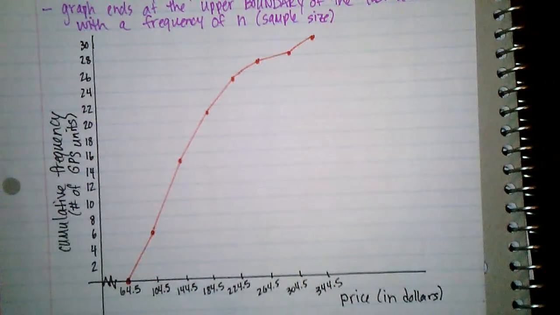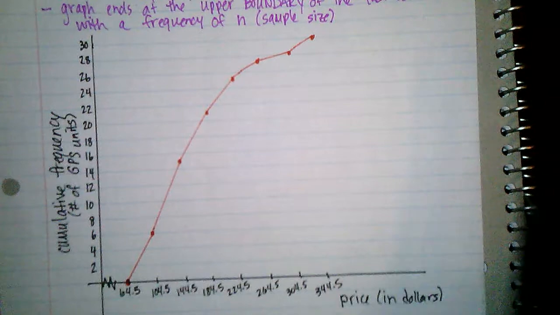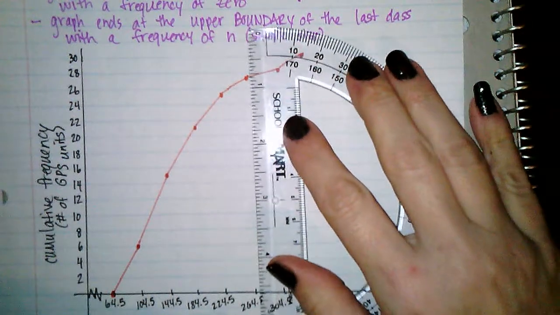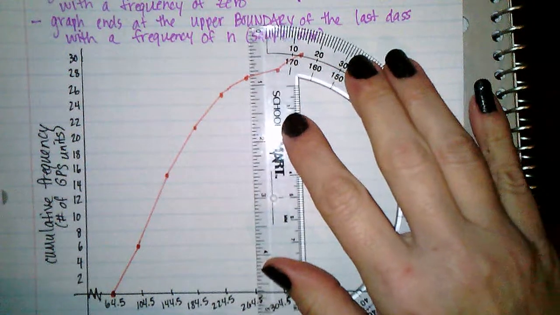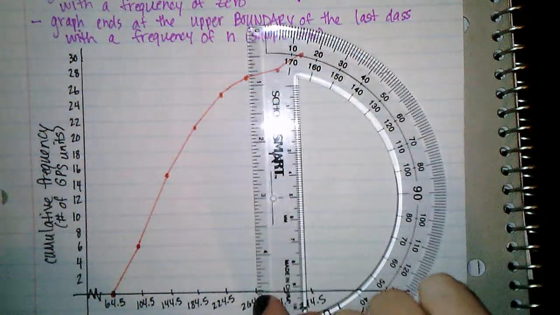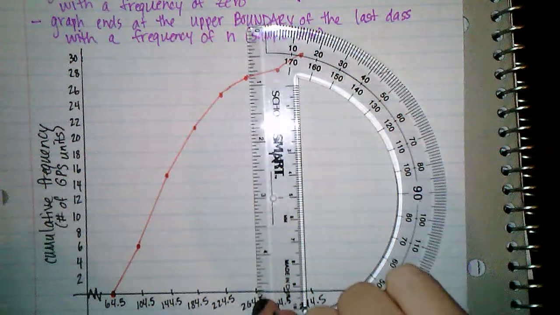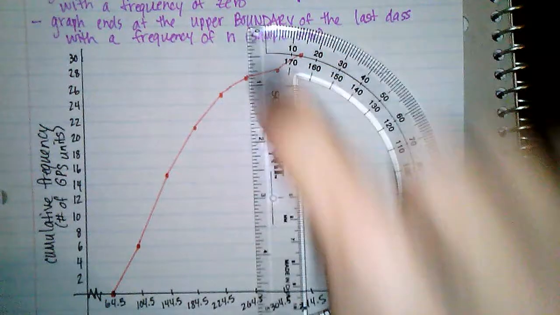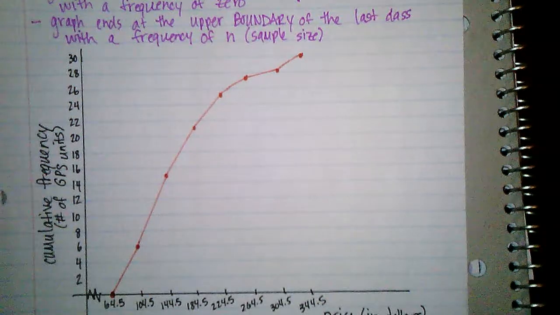And then the way that we can use this graph to read information is if I wanted to know how many GPS units were priced, like maybe I have $264.50 that I can spend. So I can look at my cumulative frequency graph and I can see that at a price point of $264.50, there are 27 units that would fit into that category.